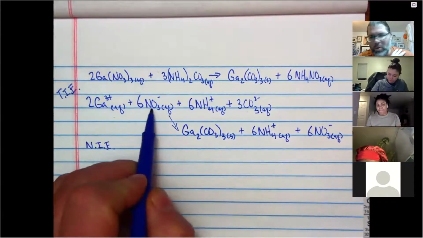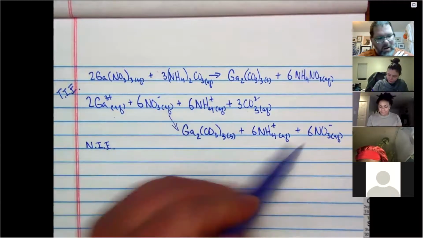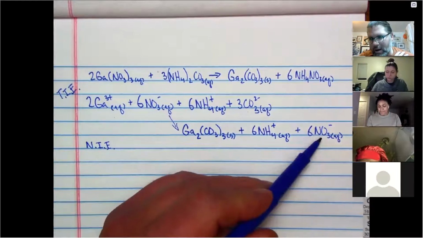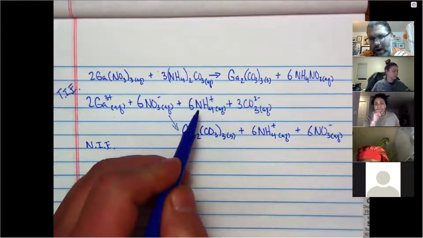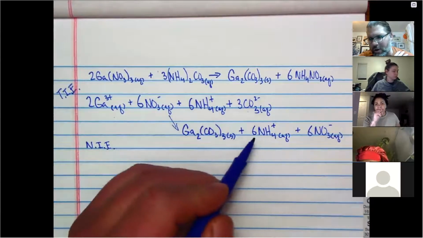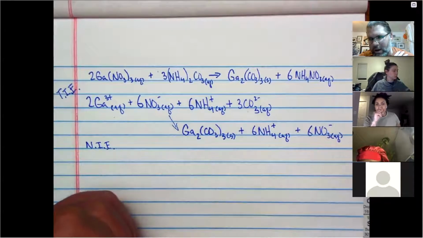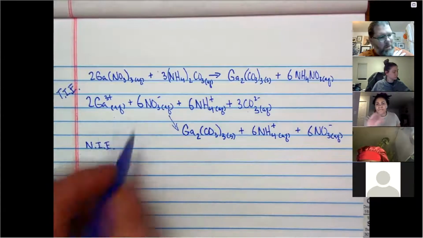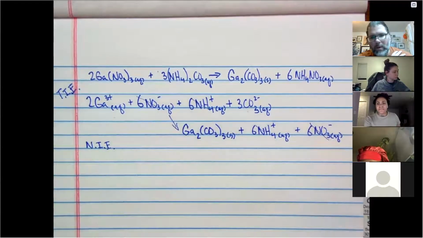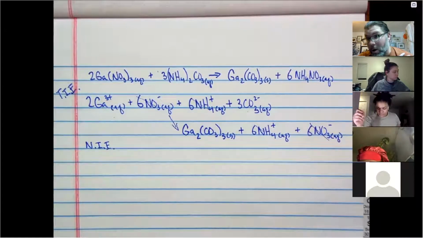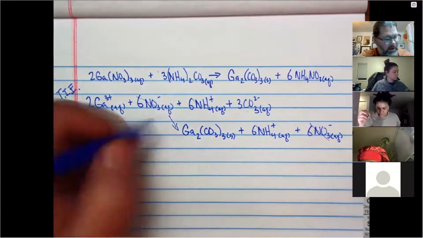Those 6 nitrates were there at the beginning of the reaction. They were still there at the end. They didn't do anything. They weren't important. Those 6 ammonium ions were there at the beginning of the reaction. They were still left over at the end of the reaction. They didn't do anything either. So by canceling those out, we can rewrite the reaction with just the important parts left over, the parts that were actually reacting.